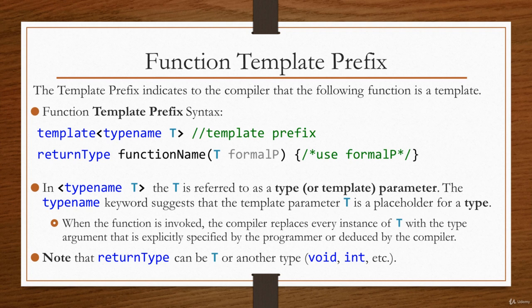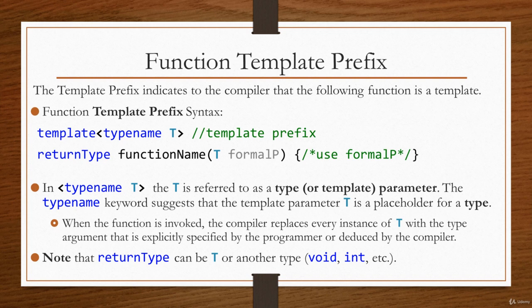In this example we use typename, so that typename keyword is going to suggest that the template parameter T is a placeholder for a type. When the function is invoked, the compiler is going to replace every instance of T with the type argument that is explicitly specified by the programmer or deduced by the compiler. So that if you specify, okay, I want this function to use integers or floats or doubles, that T or type parameter is going to get replaced by whatever you specify. So again, integers, floats, and so on.